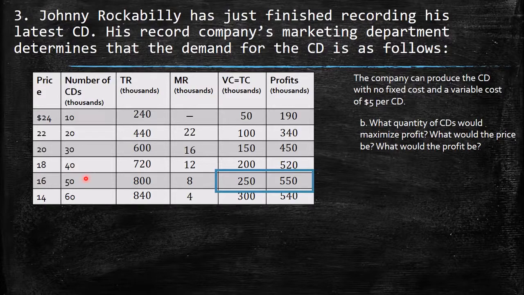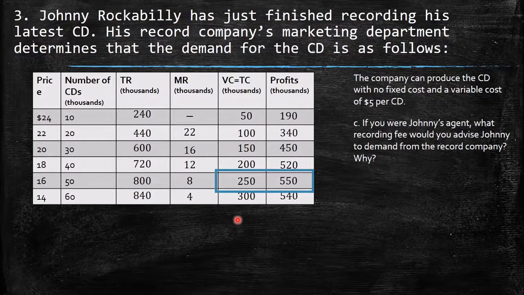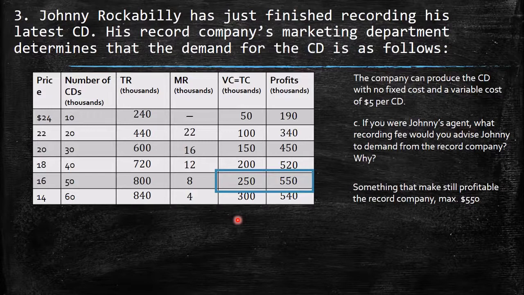Okay, when the price is 16 and the quantity sold is going to be 50,000. Then, if you were Johnny's agent, what recording fee would you advise Johnny to demand from the recording company? Why? So you need to demand something that still makes the recording company profitable. So then it's going to be maximum 550, because if they charge more than that, the economic profit is going to be nil. It's going to be zero. So for this reason, it's going to be maximum 550. So in that case, the economic profit should be zero. Okay, then it's going to be this the maximum.